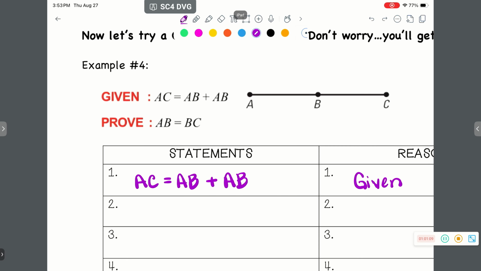Let's just think about that. AC, so the whole thing, is equal to AB plus AB. So if I take this AB and add another AB to it, it gives me the length of the whole thing. Doesn't that mean these two segments have to be the same length? So intuitively, we already know that that has to be true. But can you prove that it's true? That's the challenge. All right?